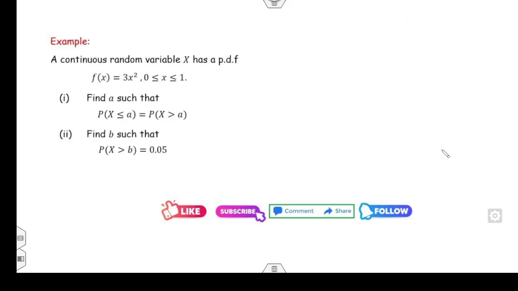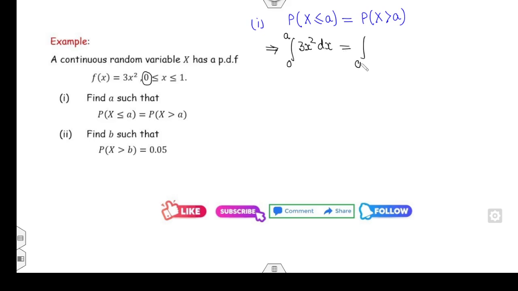Okay, look at another one. A continuous random variable X has a PDF. Find the value of a so that the probability X is less than or equal to a is the same as X greater than a. So again, it is a similar question. The lower limit is 0 to a of 3x square, which is equal to a to 1 of 3x square.